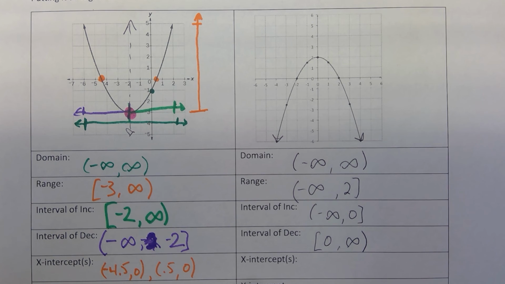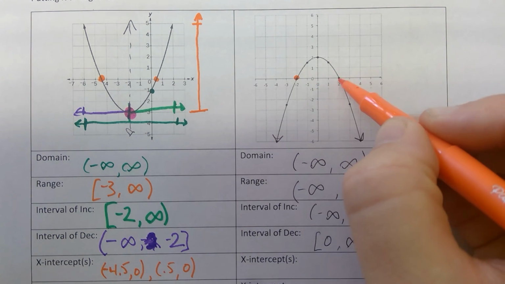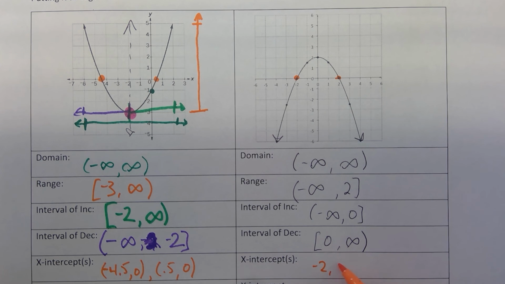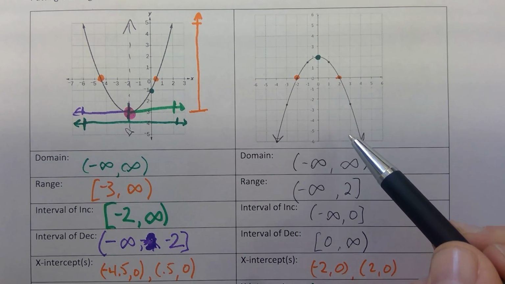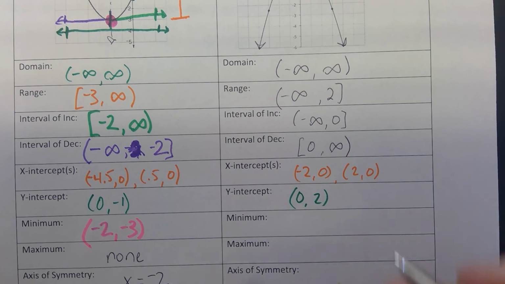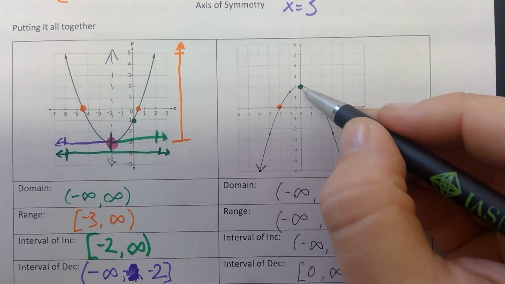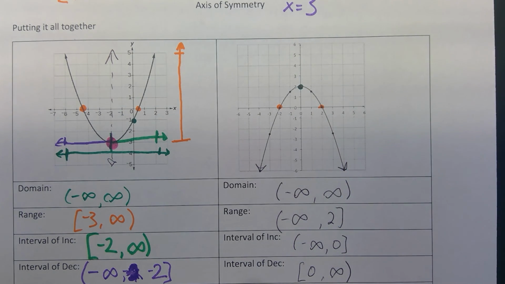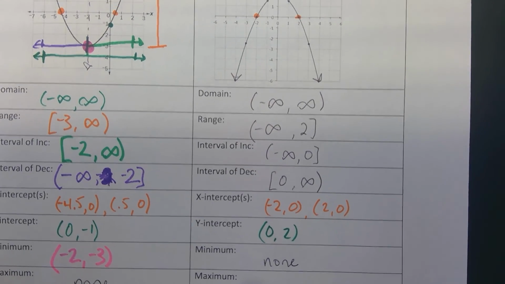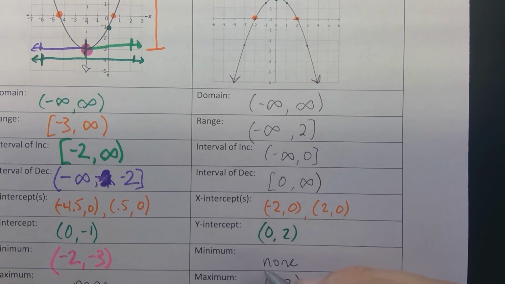Our x-intercepts, we cross the x-axis there and there. So that's going to be negative 2, 0, and then 2, 0. Our y-intercept, we cross the y-axis there at 0, 2. Our minimum, we don't have a minimum. We've got arrows going down. Sorry about that. Our minimum, we have none. Our maximum, though, we've got a maximum right here at the top. So that is going to be 0, 2.